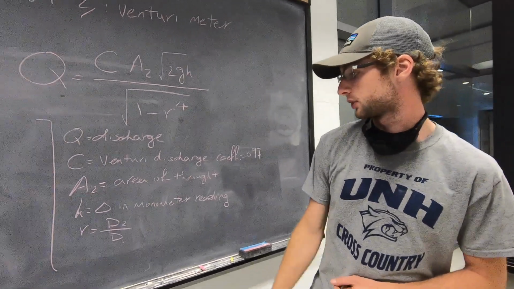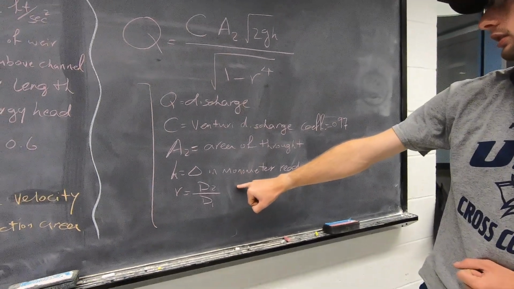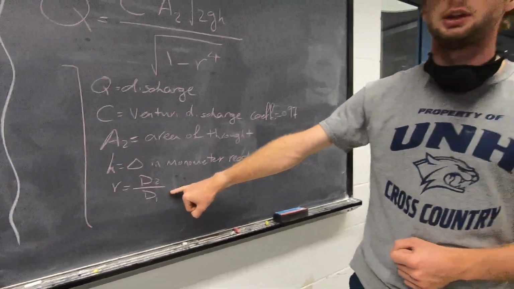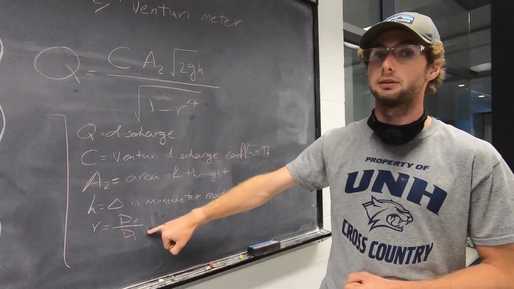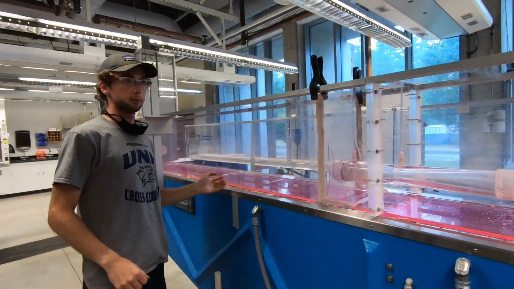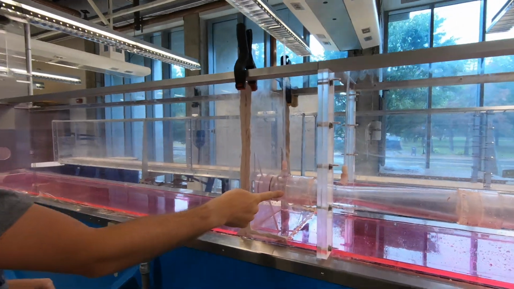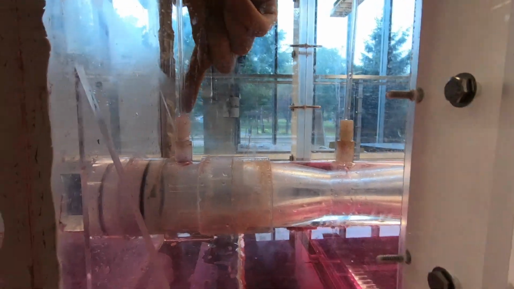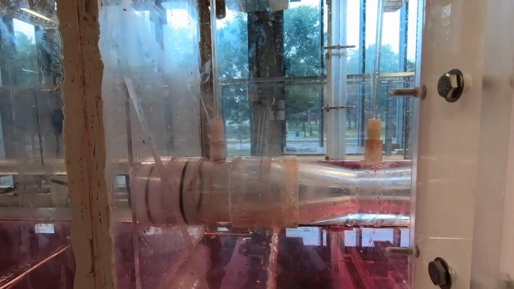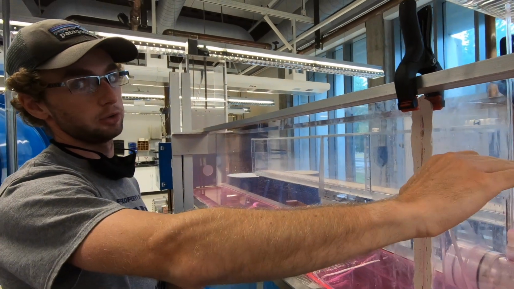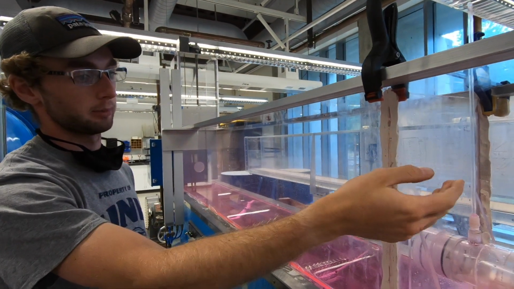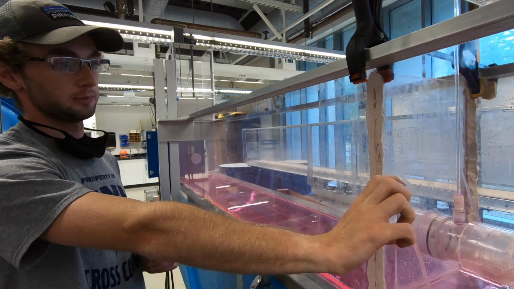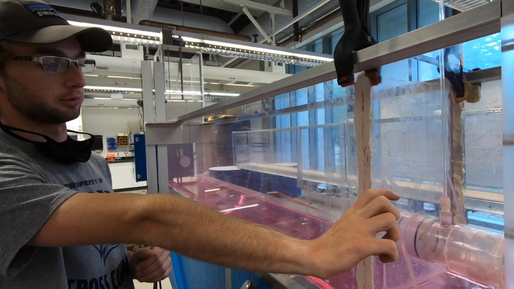Our ratio here is the diameter of the Venturi throat divided by the diameter of the wide part of the Venturi. This here is our tilting flume. We have currently set up a Venturi meter. We have the manometer at the throat of the Venturi and the wide section of the Venturi. These are going to cause the water level to rise up into the Venturi manometer, and we're going to measure the height of that water level from the top of the tube for each of these, and the difference between those is going to be our deflection.